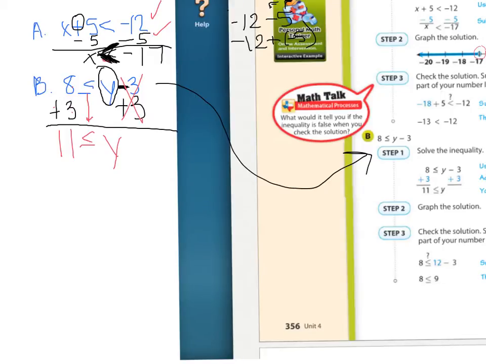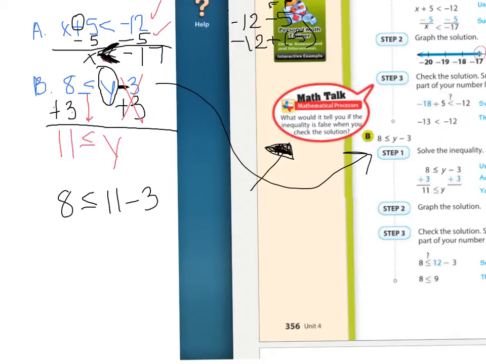So let's answer this question right here. What would it tell you if the inequality is false when you check the solution? Okay, let's just take out the y. Write this down. 8 is less than or equal to. Instead of writing y, let's write this solution. 11 minus 3.